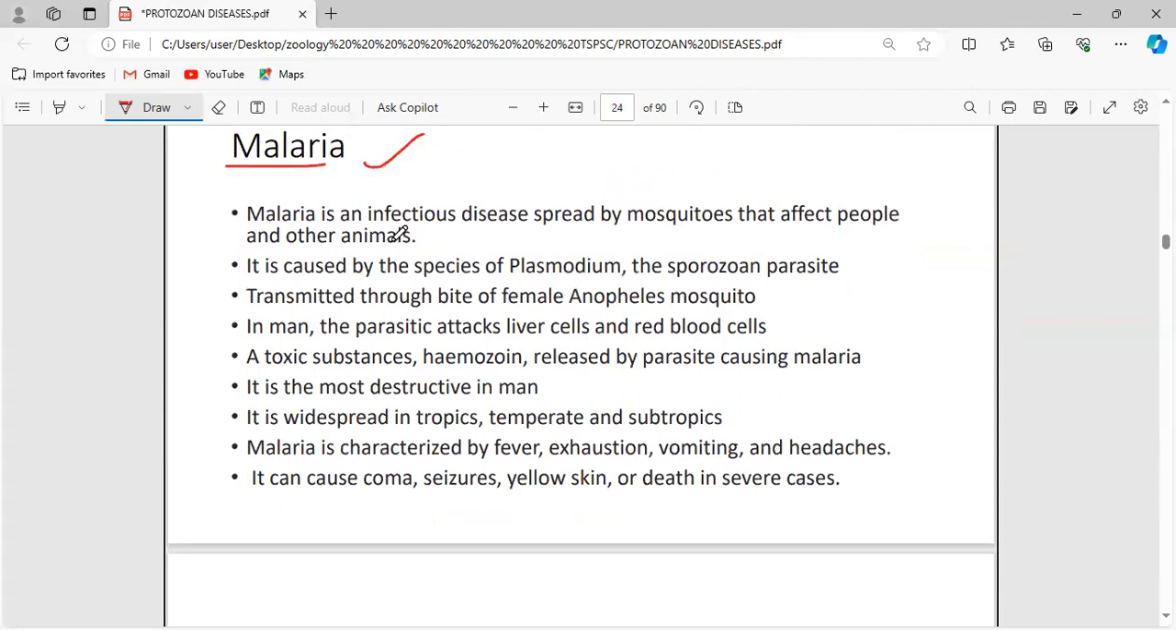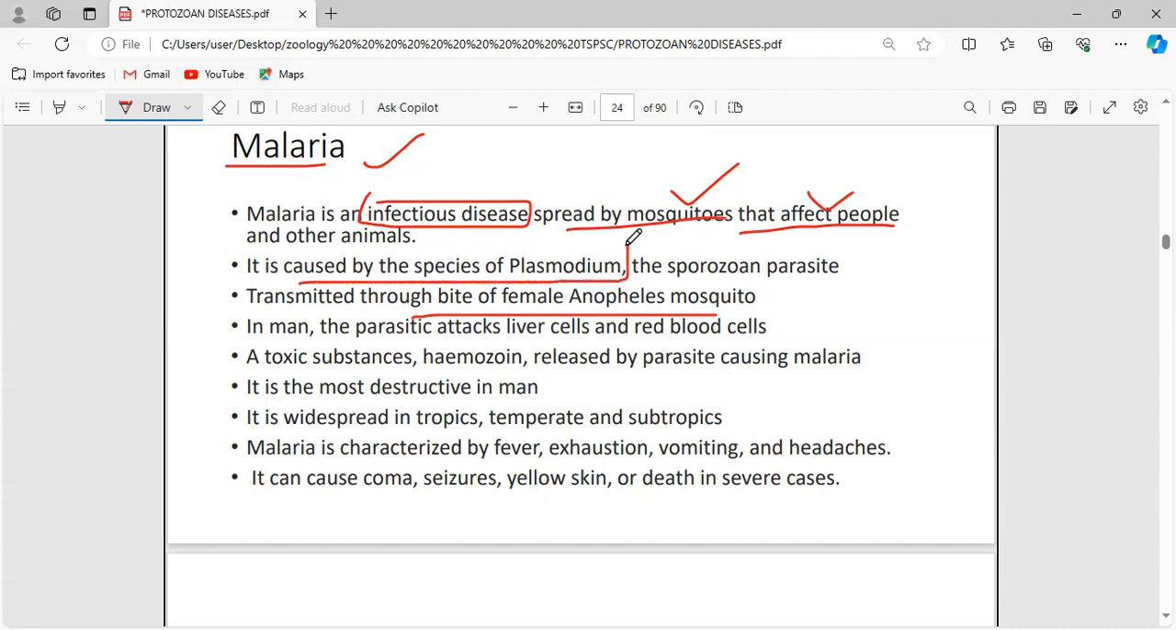Malaria. It is an infectious disease. We know that it is spread by mosquitoes. Here, like the tsetse fly, the mosquito is a carrier. But what is originally the parasite? Female Anopheles mosquito. Sorry, parasite. This mosquito will be carrying the parasite that causes the infectious disease called malaria.